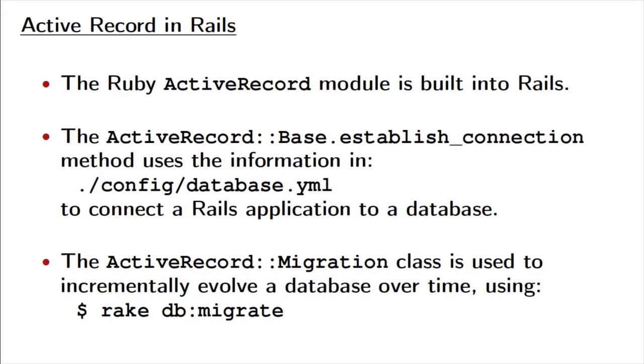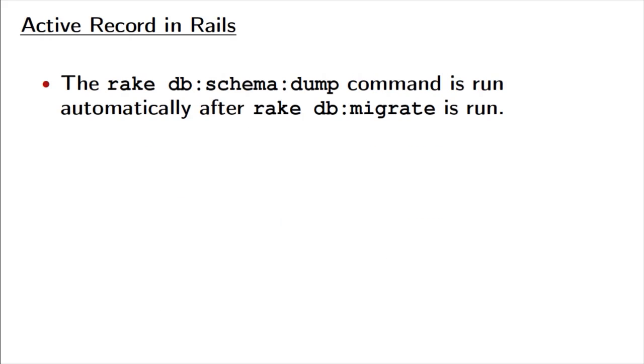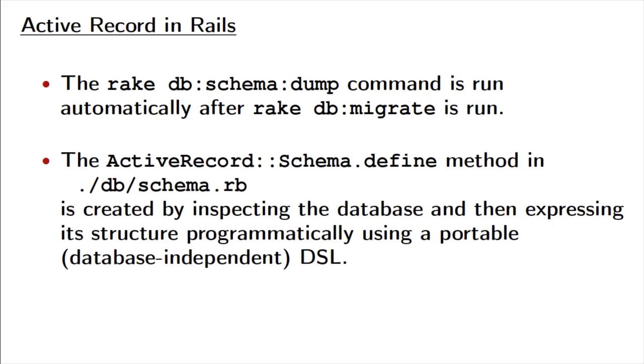This command will execute all of the migrations that have not yet been executed in order based upon the timestamp associated with each migration. The rake db schema dump command is run automatically after you run rake db migrate. This command will update the schema.rb file that's stored in the db subdirectory so that it matches the current database structure. Well, this also uses active records.